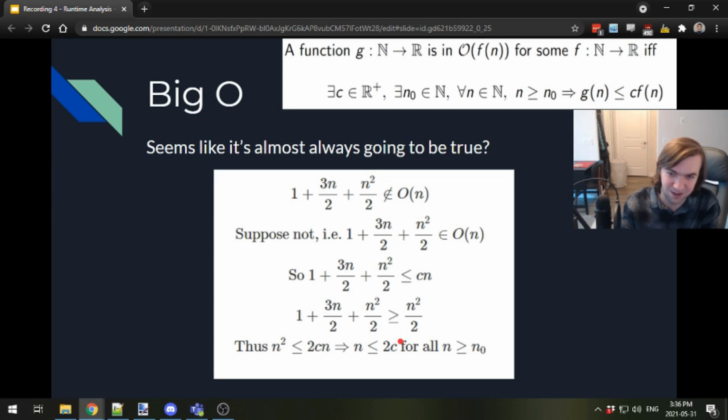Well, you can't, right? Whatever constant you tell me, n is going to eventually be bigger than that. So this is impossible. And since this is impossible, our original assumption that this is in big O of n must be false.